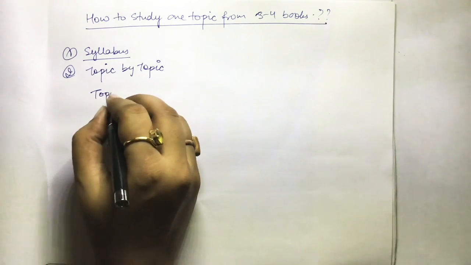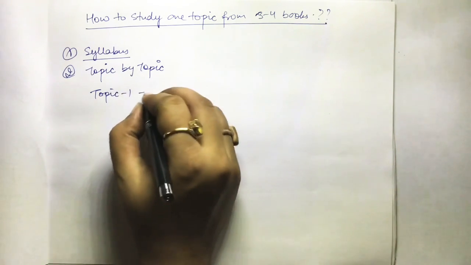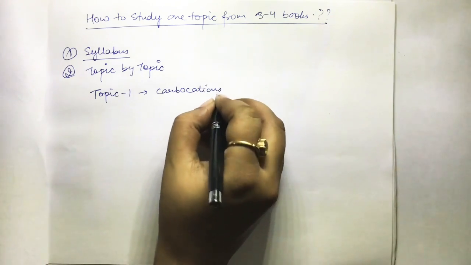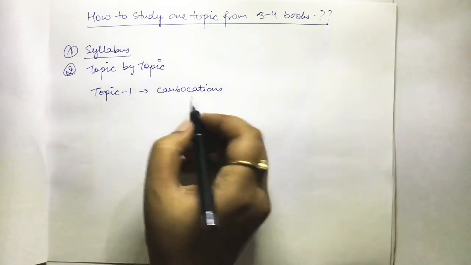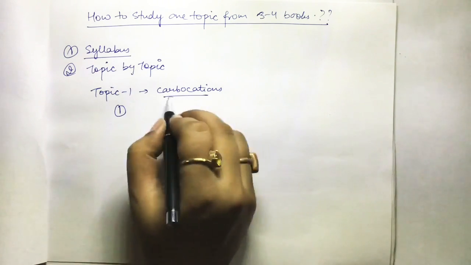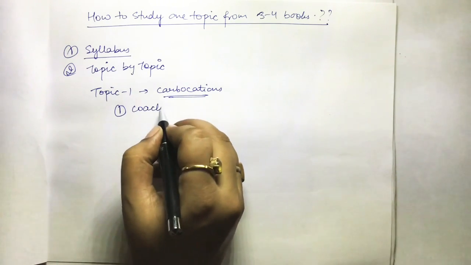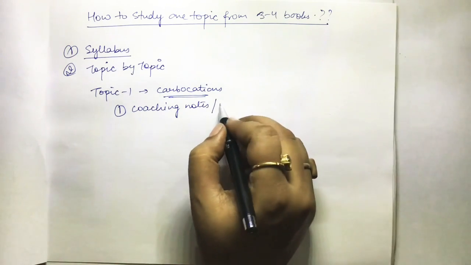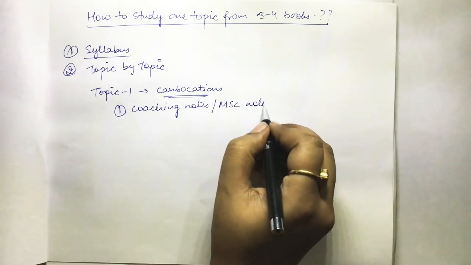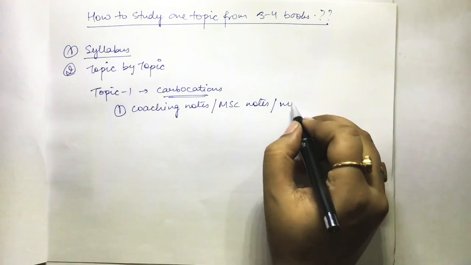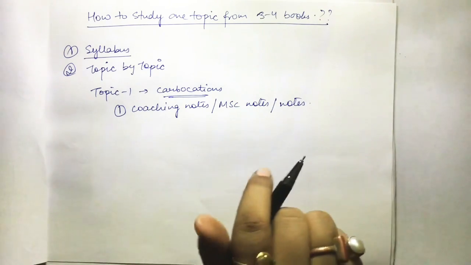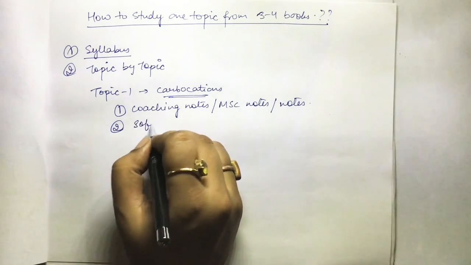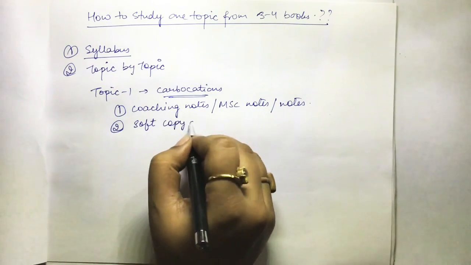Suppose I have referred to topic 1. Topic 1 is, suppose I am studying carbocations. So how will I study this carbocation? First, for studying this topic, I will refer to whatever notes I have, be it the coaching class or your MSc notes or any type of notes, whatever you are having. Study from that.